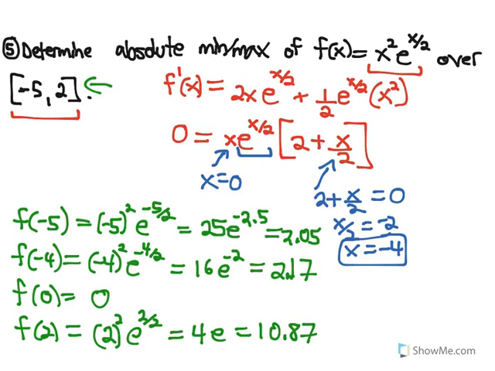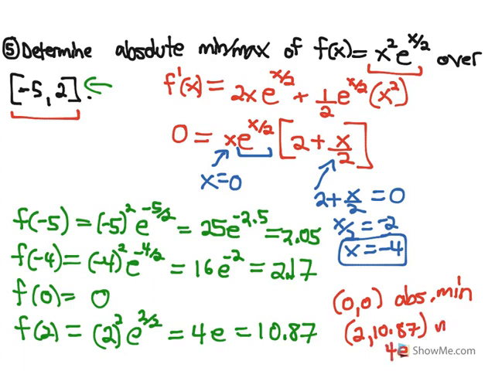Therefore, our absolute minimum is found at 0. So at (0, 0) is the absolute min, that's the smallest, and our absolute max is at (2, 10.87). Or if you want to leave it perfect, it would be 4e. This is the absolute max. So again, find the first derivative, find where it equals 0. Those are your critical points. Test those as well as your endpoints and see what's highest and lowest.